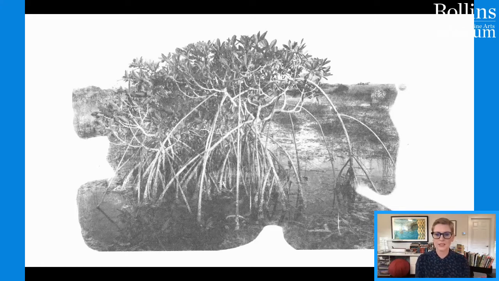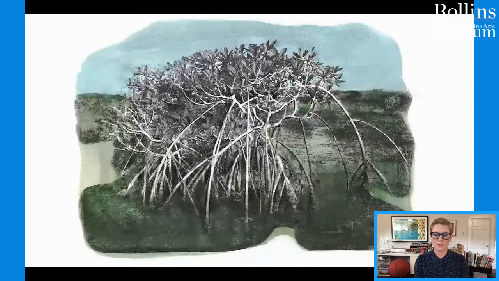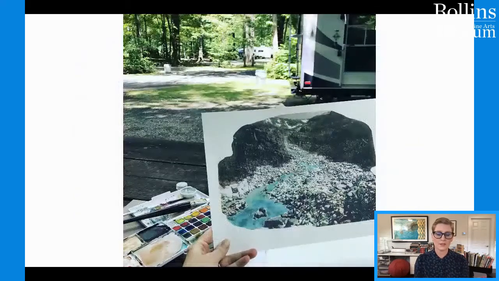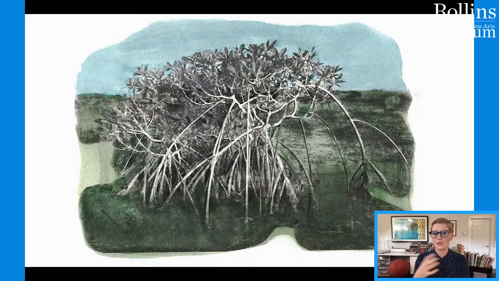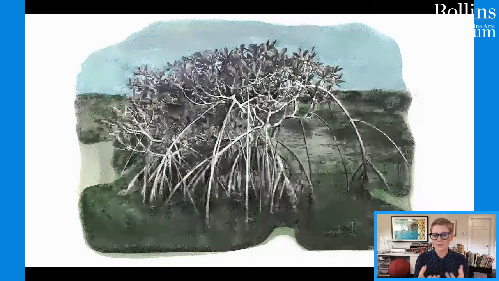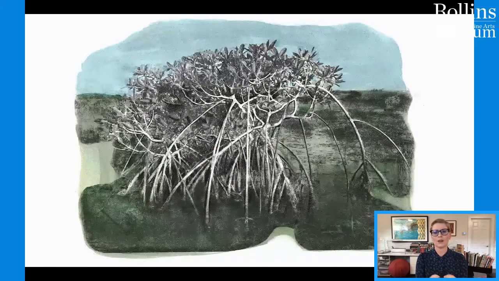And then I'm able to take these raw transfers and I work back over them. So I use watercolor like this, or I'll use digital watercolor, and I'll use charcoal pencils, all kinds of different mixed media tools to go in and highlight certain areas and bring out formal qualities of some areas and let other areas subside in the background.